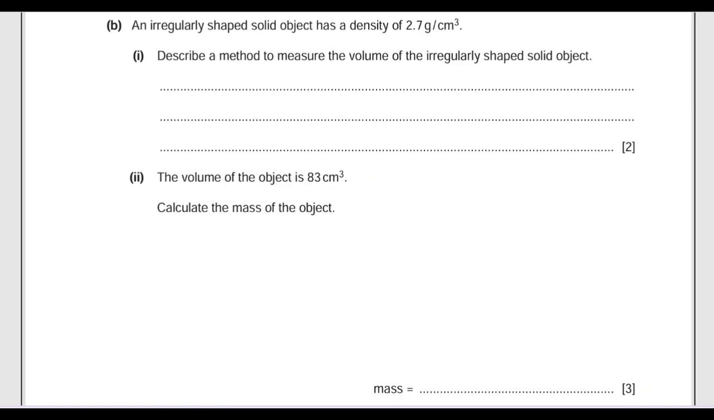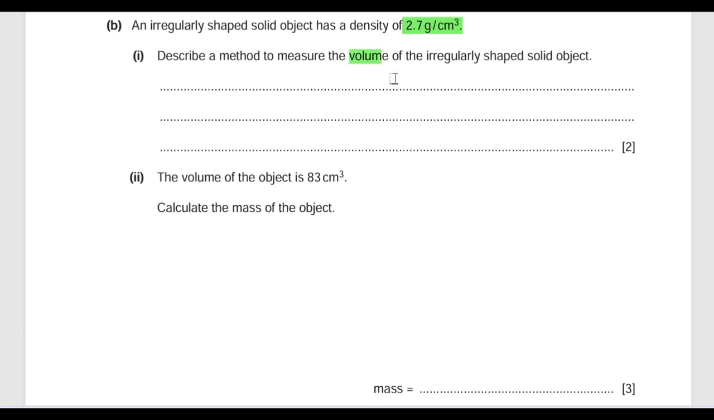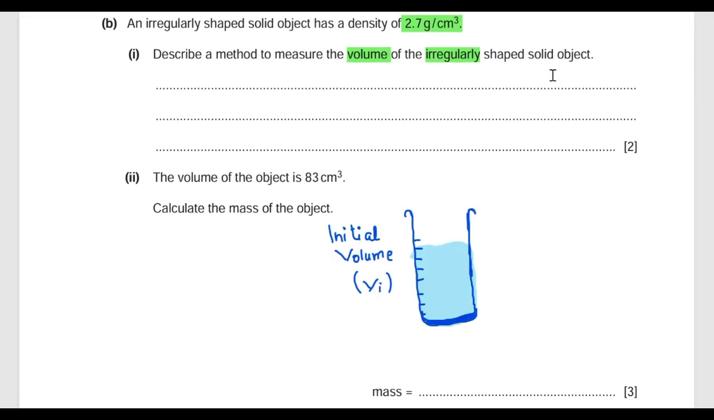The next question says that an irregular shaped solid object has a density of 2.7 gram per centimeter cube, and we have to describe a method by which we can measure the volume of an irregular shaped solid material. To measure the volume of irregular shapes, we can use a measuring cylinder. I am just drawing a measuring cylinder here, and after putting the water into it, we have to note the initial volume of the water.